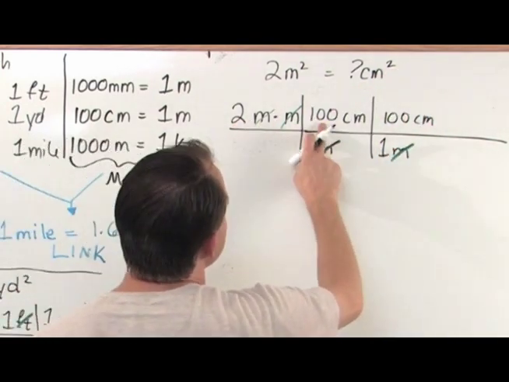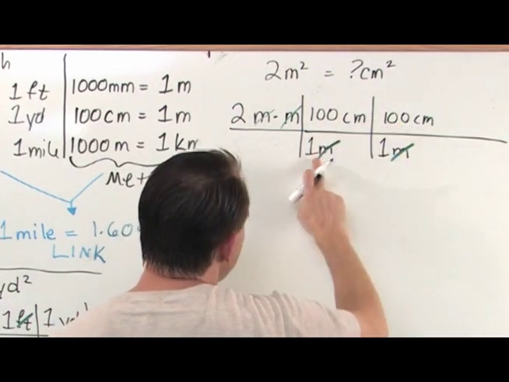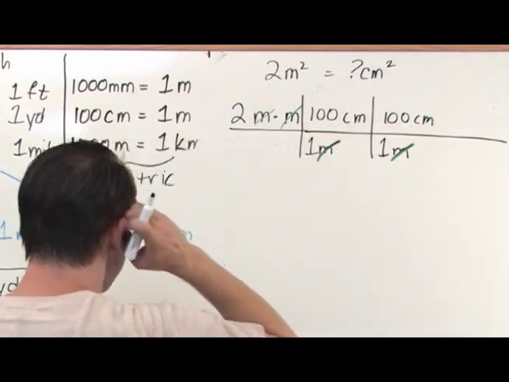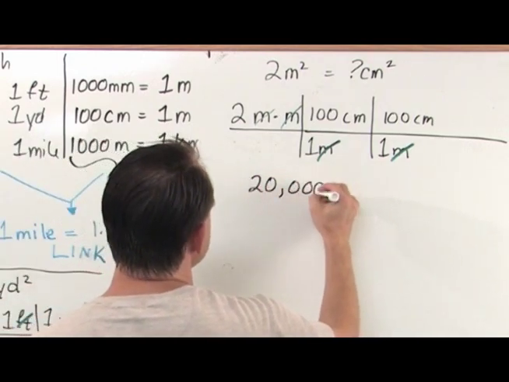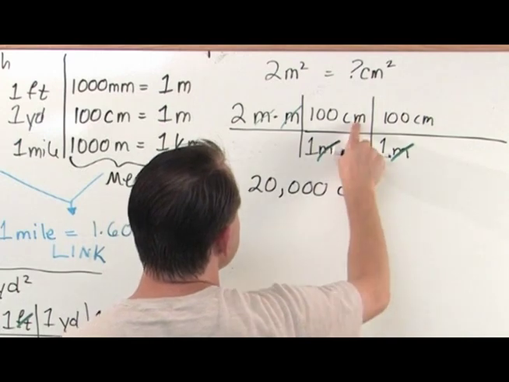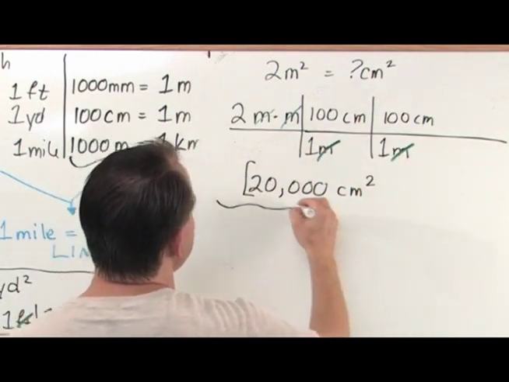So 2 times 100 times 100 divided by 1 really isn't going to do anything. When you take 2 times 100 times 100, you're going to get 20,000 centimeters squared, because centimeters times centimeters, that's going to be your answer.